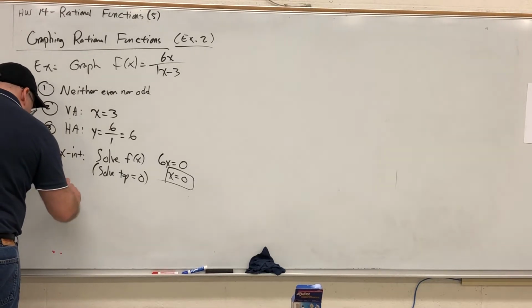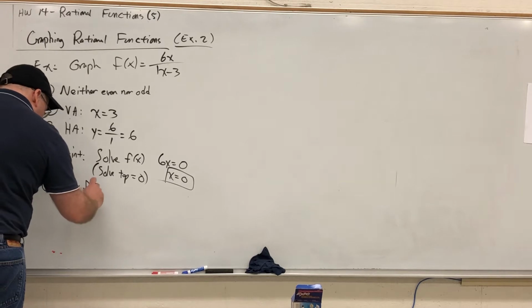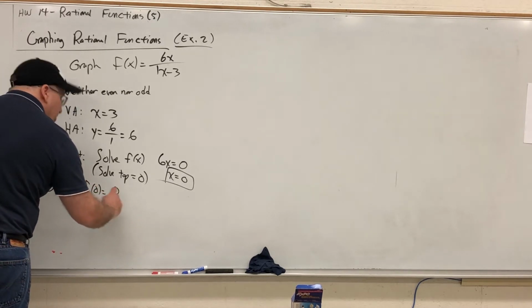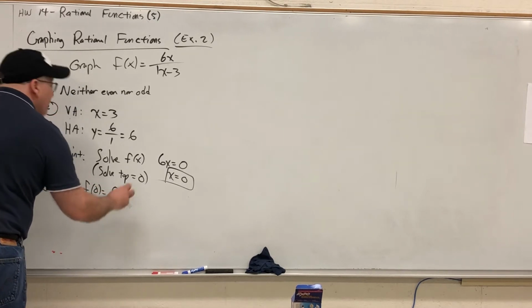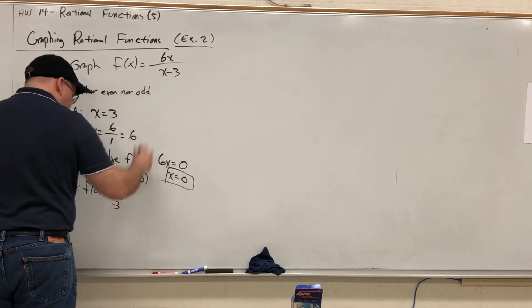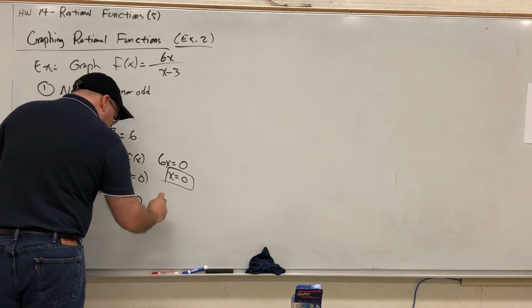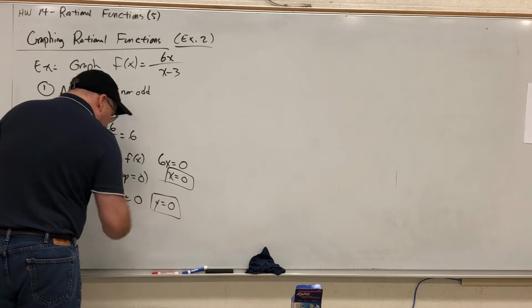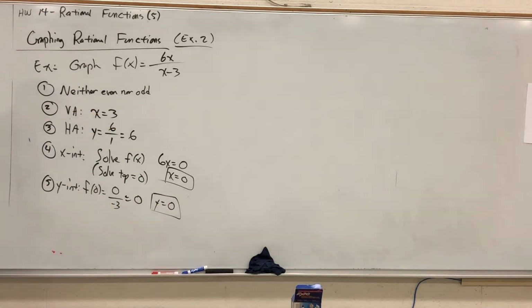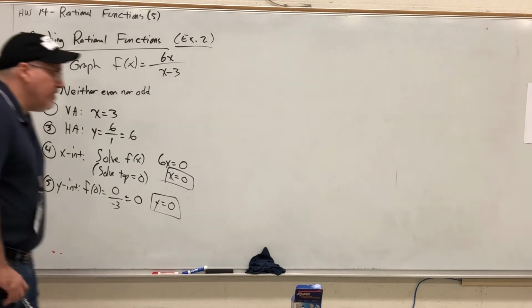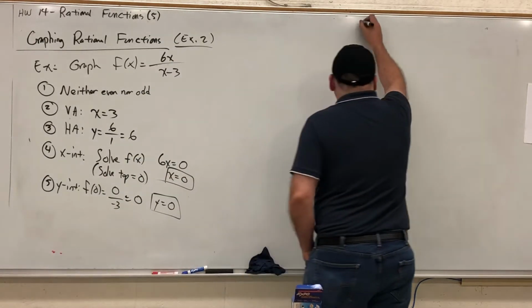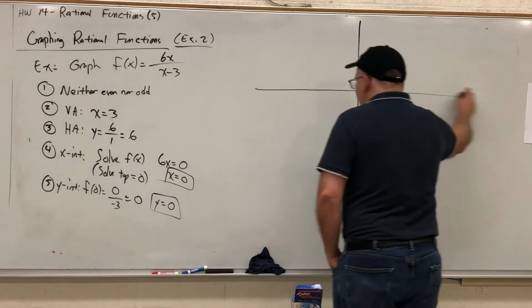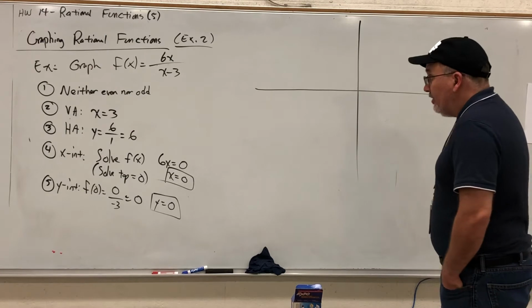For the y-intercept, we just put 0 in, but that will give us 0 on top of negative 3, which is still 0. So our y-intercept is y equals 0. So the only intercept this has is at the origin. Let's sketch what we know so far and show you how you can really take advantage of what you know and what you don't know.